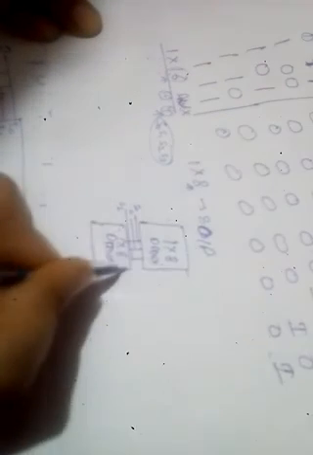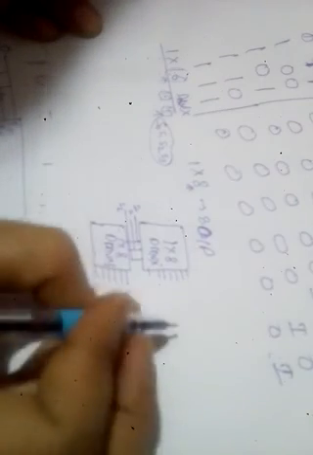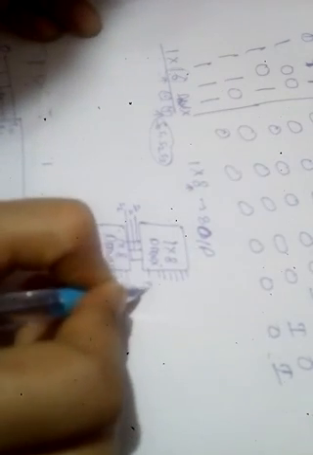From the lower 1 by 8 demux, we will get 8 output lines from Y0 to Y7, and from the upper 1 by 8 demux, we will get output from Y8 to Y15. These are the 16 output lines.